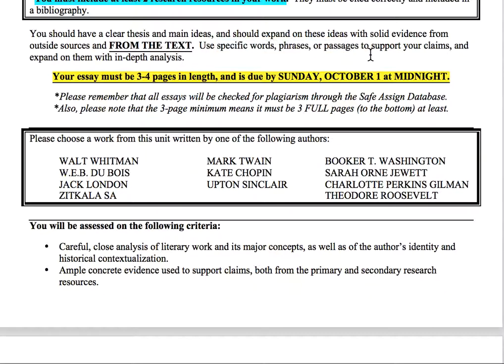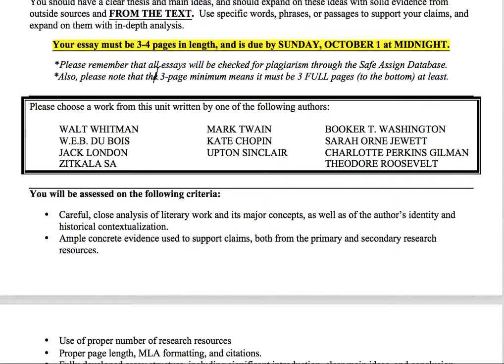Paraphrasing is good. Paraphrasing works. It's important. But quotes are much stronger than paraphrasing. And then expand on those with good analysis. So your essay is going to be 3 to 4 pages in length. So that means 3 pages at minimum down to the bottom.